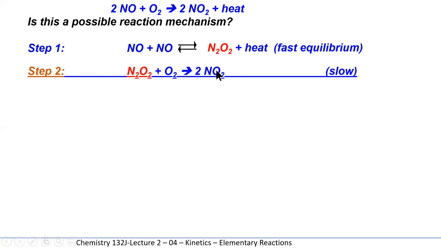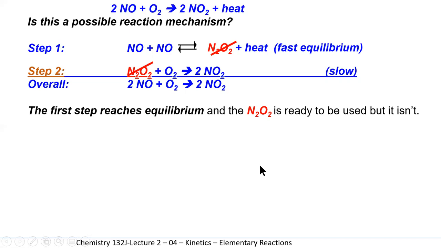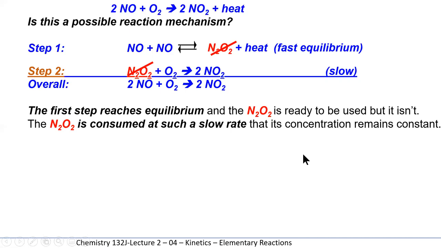But the activation energy required for this particular step is much higher. So it's slow. So what's going to happen? Well, the NO2 is created quickly, but it just sits around because it's not consumed very fast. In the overall reaction, of course, the overall reaction agrees with the initial equation. The first step reaches equilibrium, like we said, and the NO2 is sitting around, it's not being consumed at the same rate it's being produced.